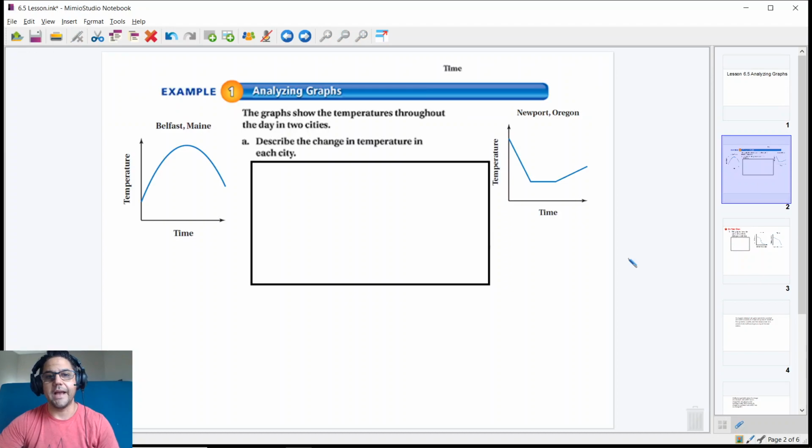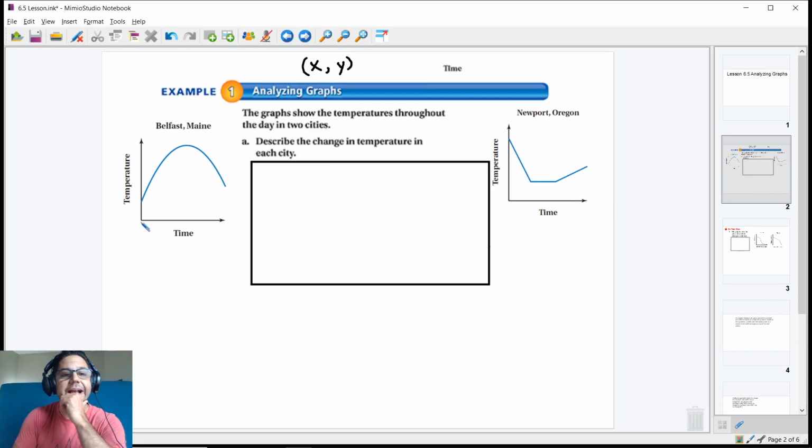So let's see what we got. Analyzing graphs. This comes directly out of the book. If you want to go ahead and preview the book, you can definitely do so, but it's not required because it's right here. So example 1, analyze graphs. The graphs show the temperatures throughout the day in two cities. Part A, describe the change in temperature in each city. So what we need to do is realize that we are talking about, again, X and Y information. So it's talking about our ordered pair.